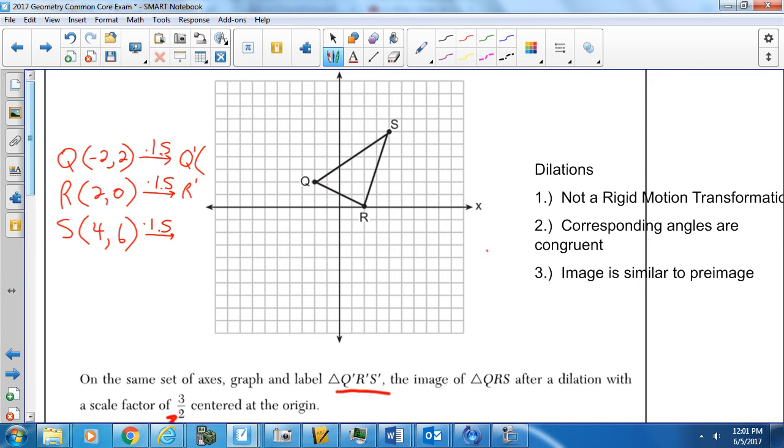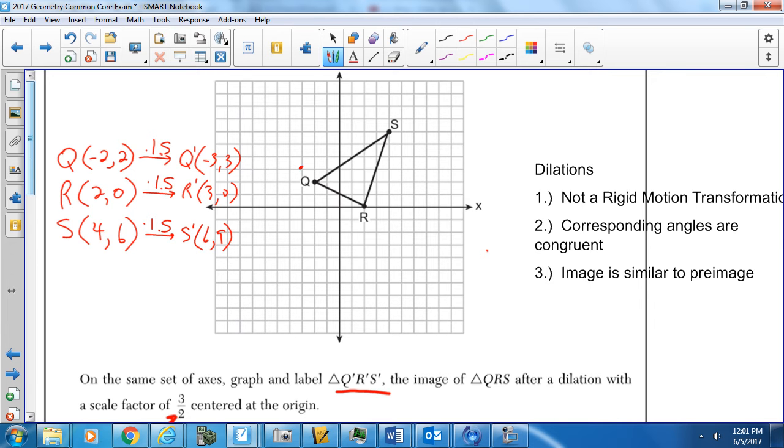And let's see, we're going to have R prime, S prime. All right, so Q prime, when you do that, it's going to be negative 3, 3. R prime is going to be 3, 0. And S prime is going to be 6, 9. So I can graph those now.